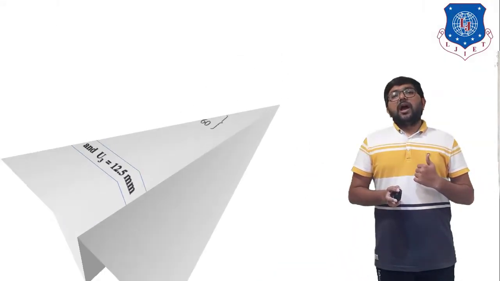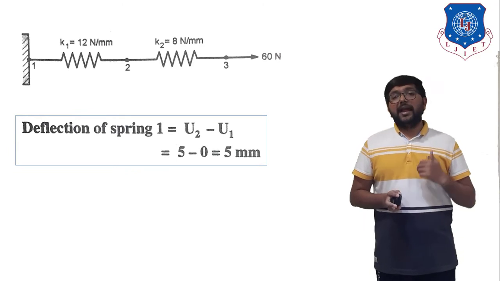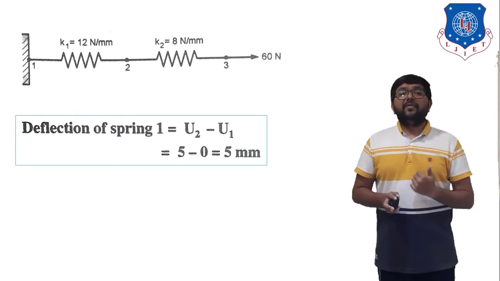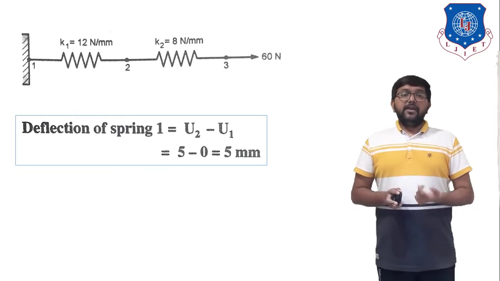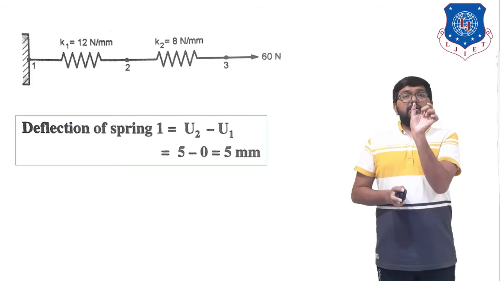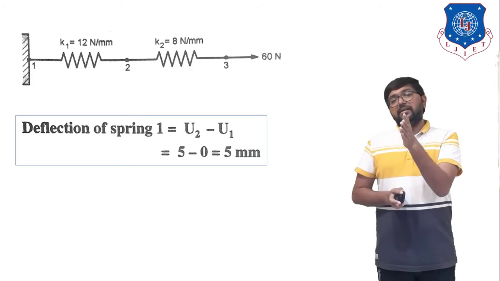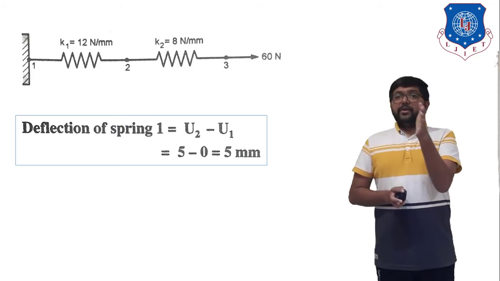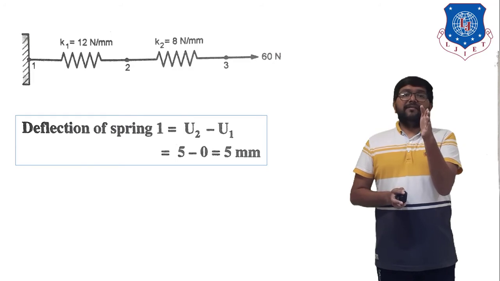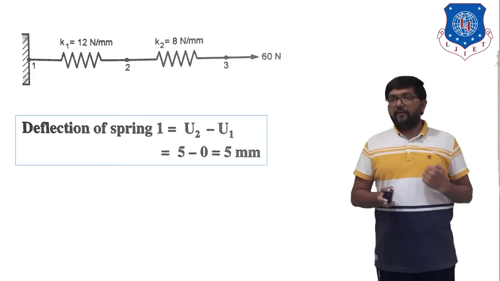Okay, so now the last thing we have to find out is the reaction force, and we have to find out the deflection of each individual spring. So for the deflection of spring 1, you have to subtract u2 minus u1, because u2 is the deflection of node 2 and u1 is the deflection of node 1, but the value of u1 is 0. So u2 minus u1 is equal to 5 minus 0, which is 5 mm.